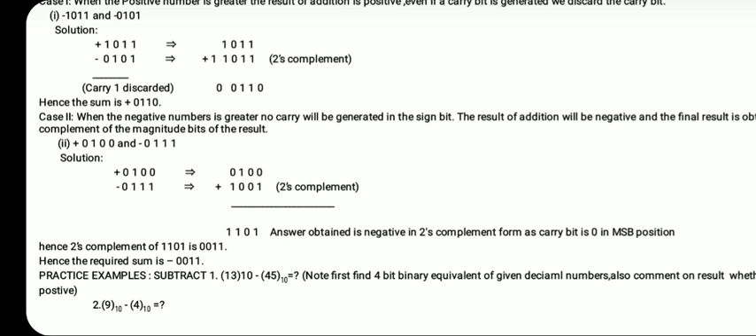What are we getting? 0010. Add 1 to the LSB. That is 0 plus 1 becomes 1, next is 1, and the last two bits are 0. So we are getting 0011. And as no carry was generated, it is minus 3. So this is how you find it out.